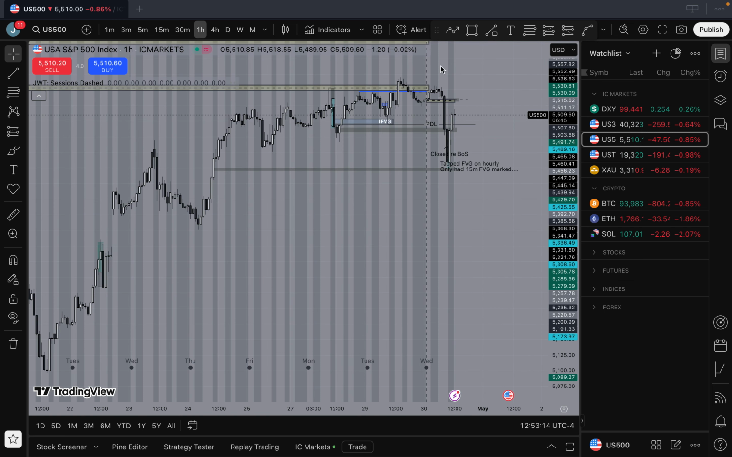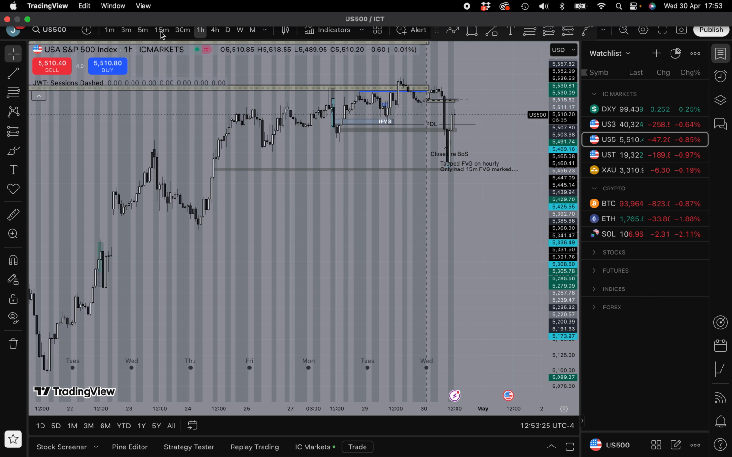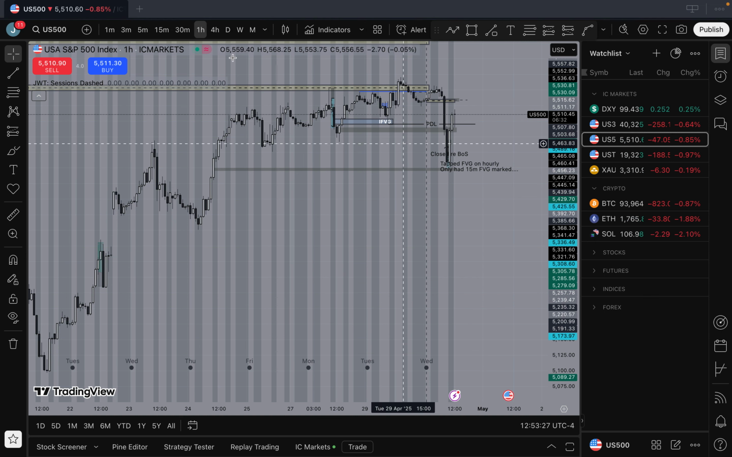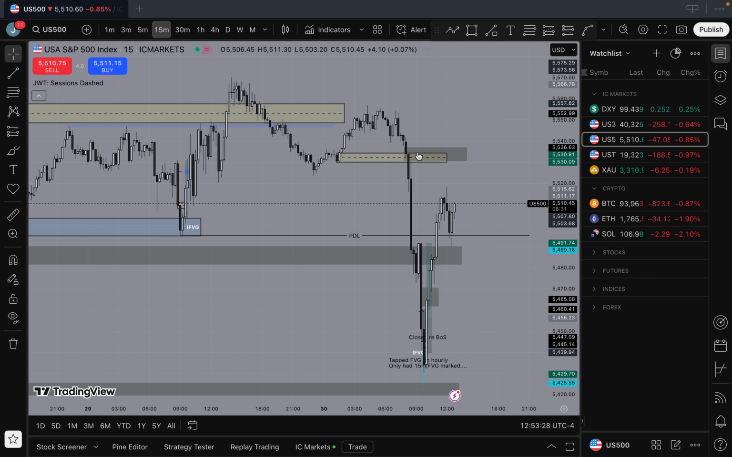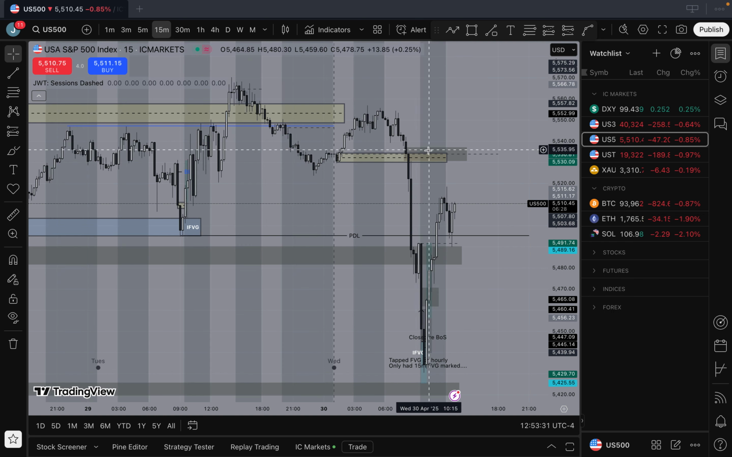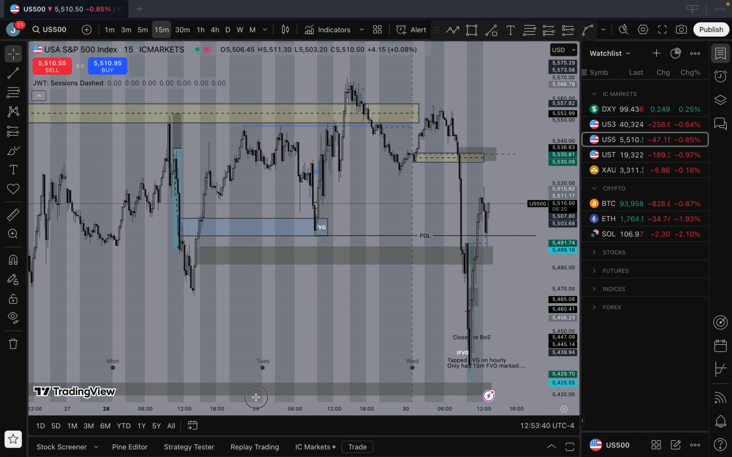On the hourly, price traded up from midnight open and then pushed down in between London and New York open. We had an order block and a fair value gap here on the 5-minute. As you see, price comes down. We got a fair value gap across here that I marked out. I think it's a 15-minute one. Yep.